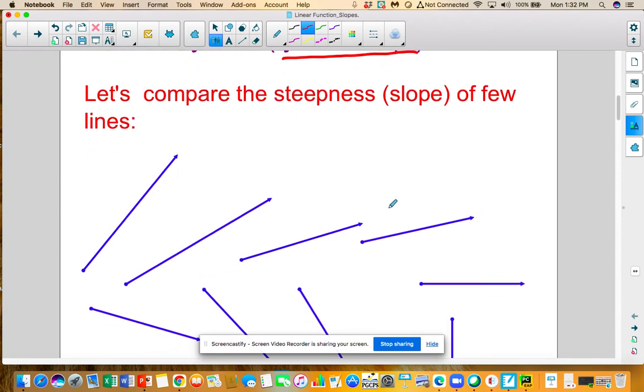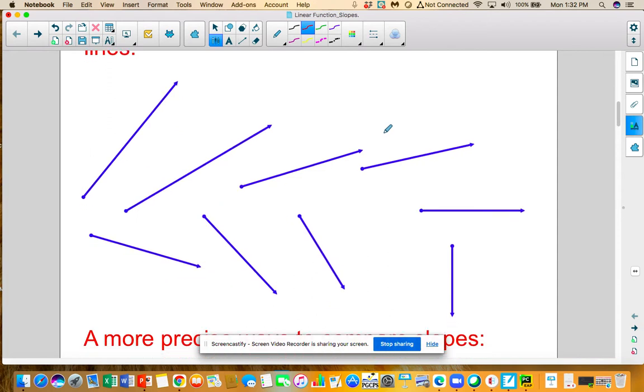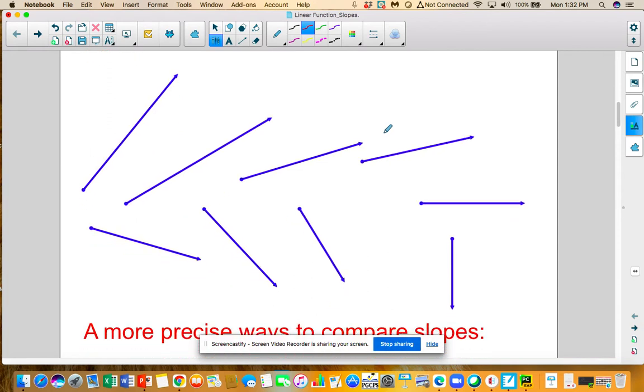Now, let's compare the steepness or slope of a few lines. Here they are. Without any measurement instrument, it's really harder to tell exactly what the slope of each one of these lines is, except for these two. Those are the special cases. This one is a horizontal line. The slope of the horizontal line, as demonstrated in class, is 0, right?